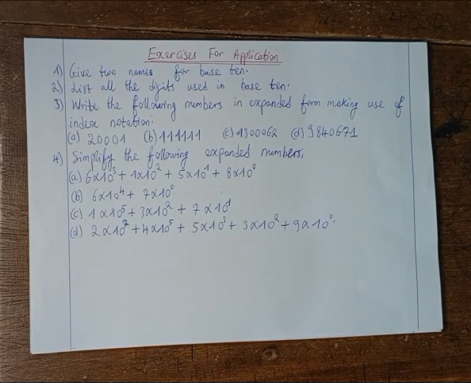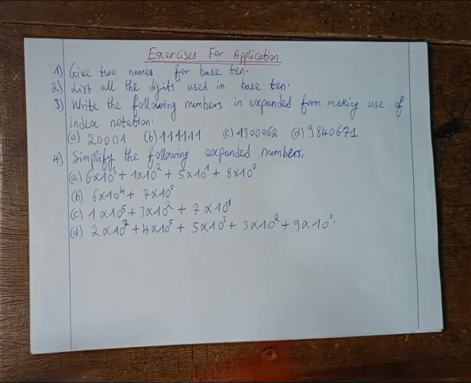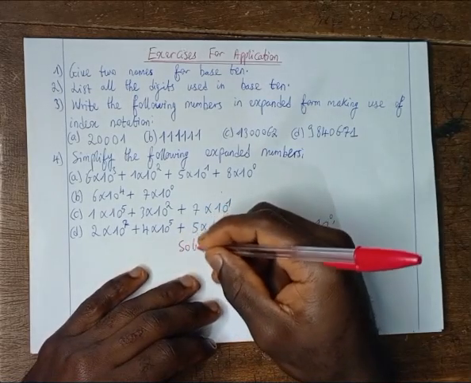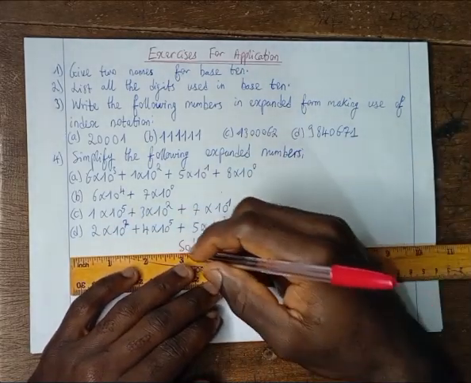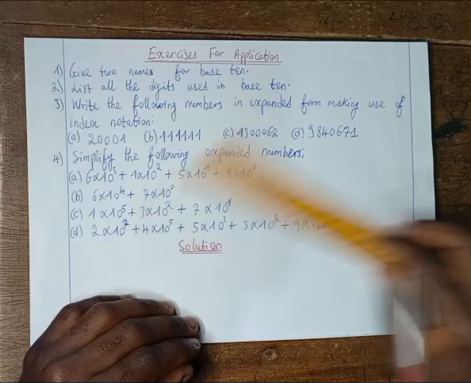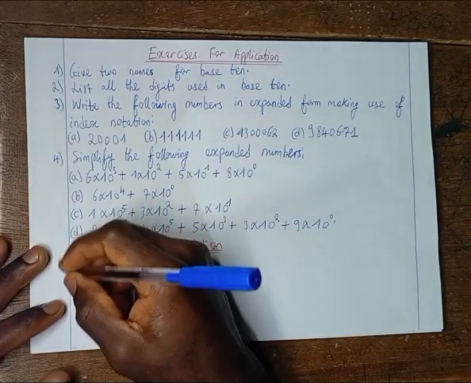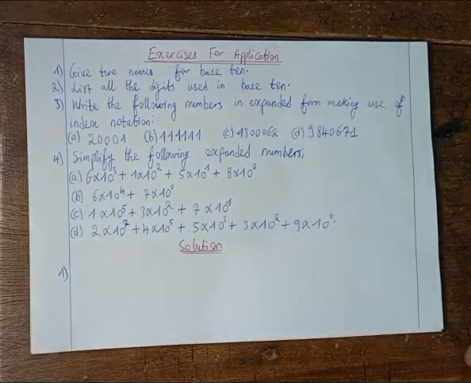We will continue from where we ended last time on the binary numbers. We are going to start by correcting the following exercise for application. Question 1 says, give two names for base 10. Write down solution. Question 1, you have to write down two names for base 10.